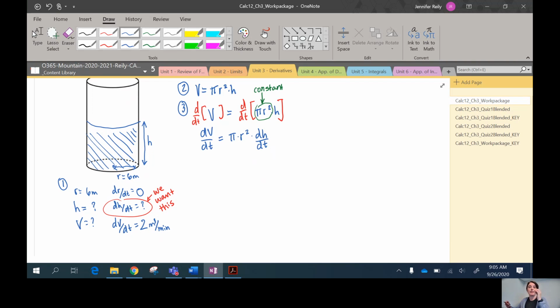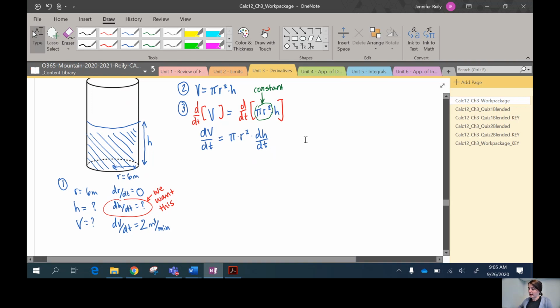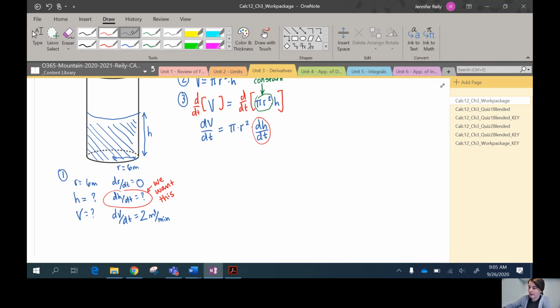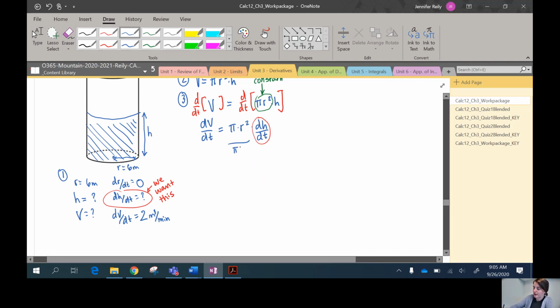If r was changing, we'll do another example later where the radius does change as we fill up a tank, and then we cannot do that. We'd have to use the product rule. Okay, and now we solve for what we want. We solve for this. So I'm going to divide both sides by pi r squared.